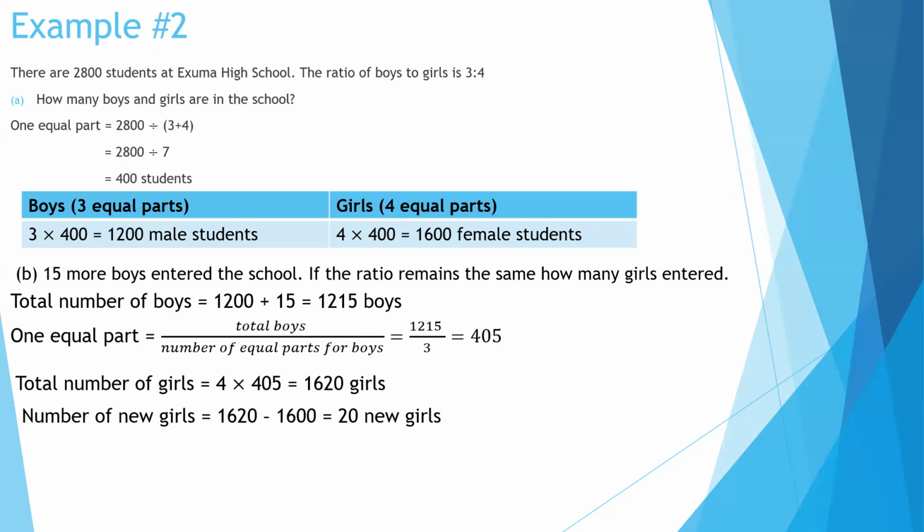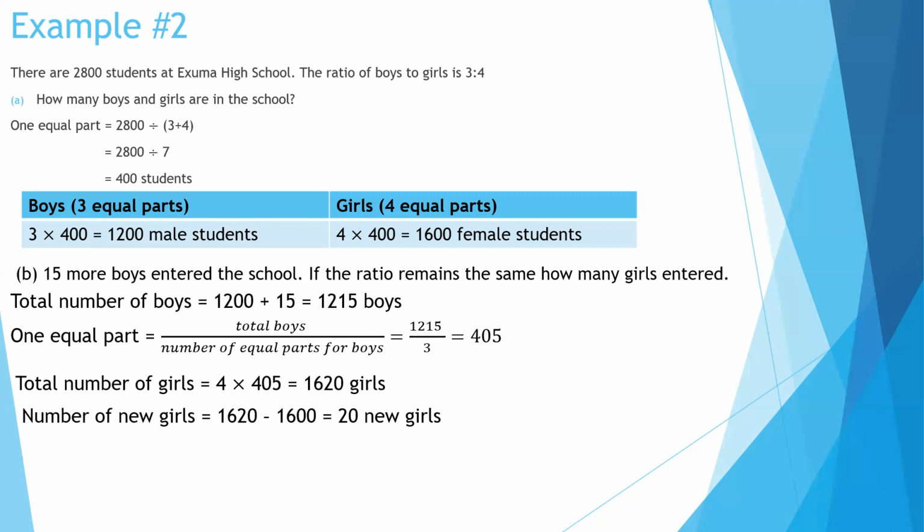And then for B, it says 15 more boys entered the school. If the ratio remains the same, how many girls entered? So for that, you take the total number of boys, which is 1,200 plus 15, divided by 3, which will give you 405. Then to get the total number of girls, you do 405 times 4, which is 1,620 girls. And then to get the number of new girls, you do 1,620 minus 1,600, and you get 20 new girls. All right, you get 20 new girls.